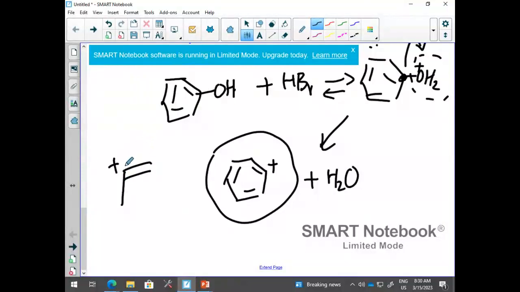If you have a vinyl carbocation, as we show in here, what would be the hybridization state of this carbon? What is the hybridization state? Think about it. If this one, what is the hybridization state of this carbon? For this one, a regular alkyl carbocation, what's the hybridization state of this carbon?